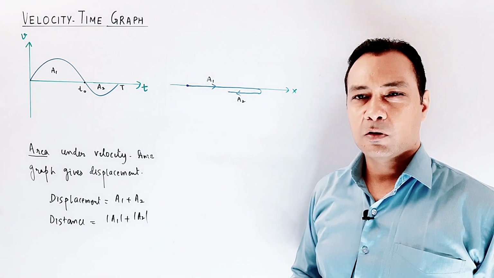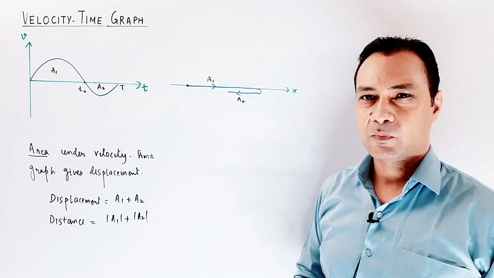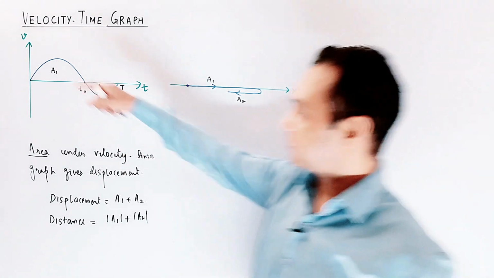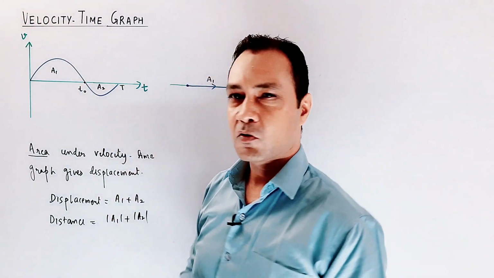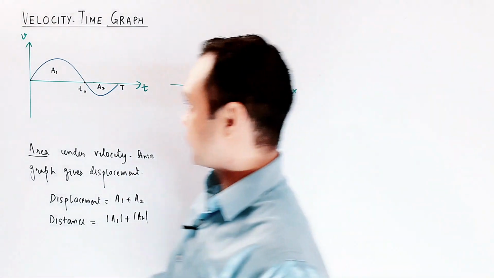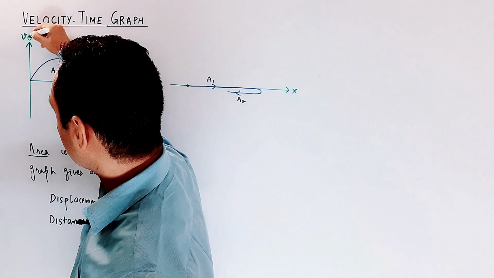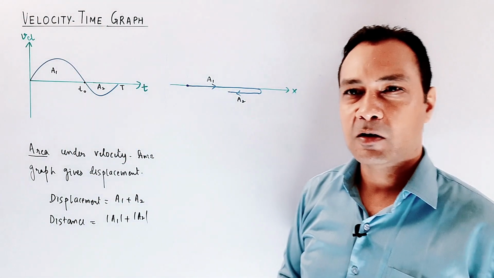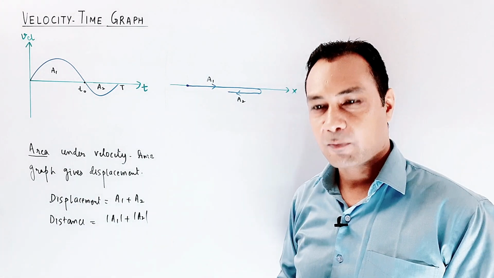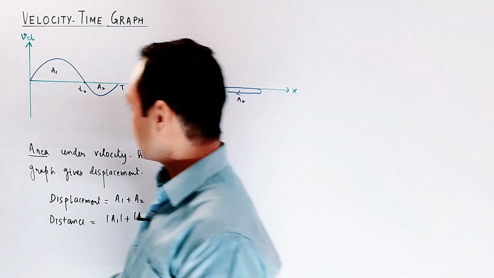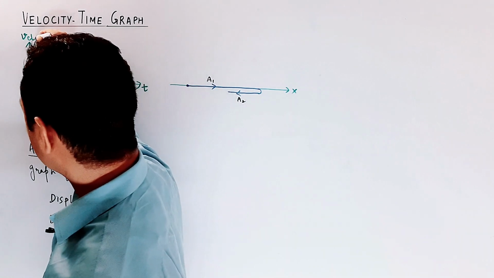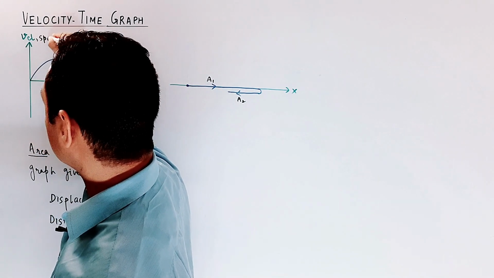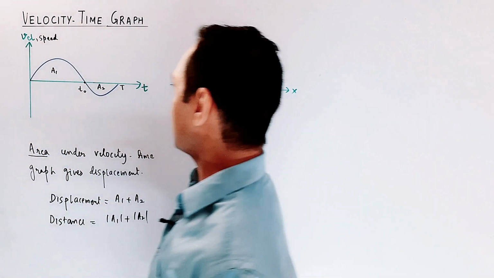And we can also talk about one more thing. Whenever nothing is written, this is v. So what we will understand is that this is velocity, but the symbol for speed is also v. And we want to convert a speed time graph from a velocity time graph. So let me write the speed with black color. It's a very simple thing.